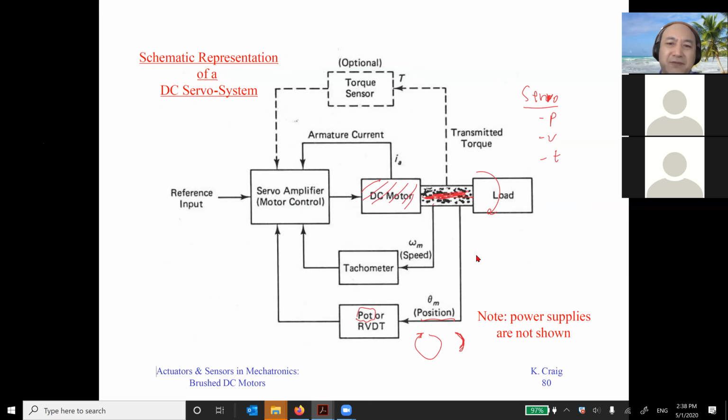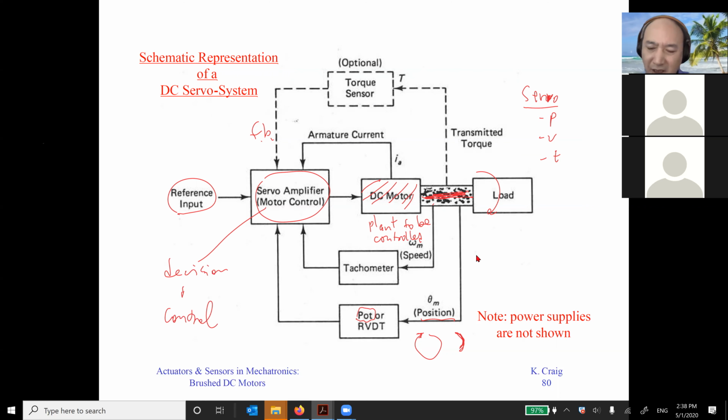You could measure the armature current, and you could measure the torque. These are the feedback signals. This is your reference input. Inside here, you have to do two things. First, you make a decision based on those feedback signals and the reference. Then you do control, including the controller structure. You can use PID or some other controls.